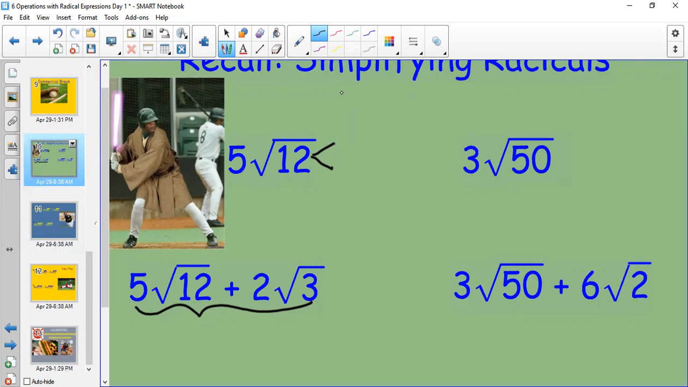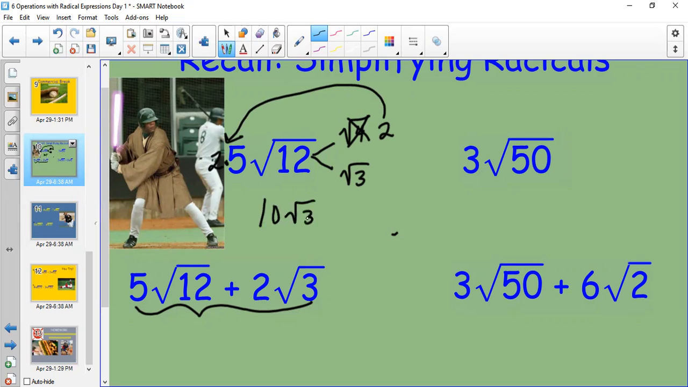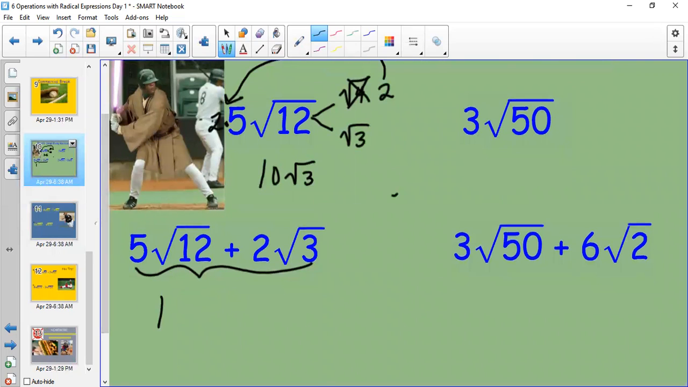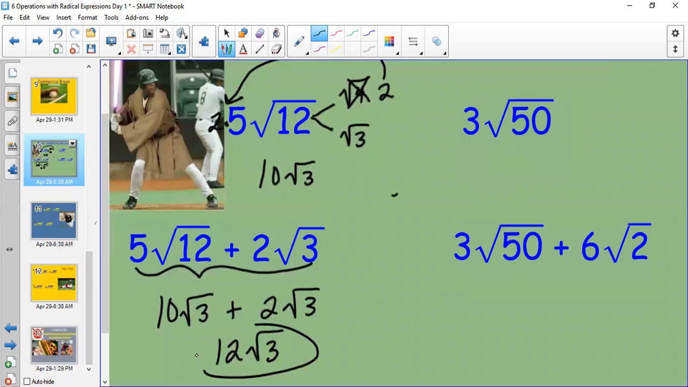Okay, so I can break up square root of 12 into the square root of 4 times the square root of 3. And the square root of 4 is 2, which would come out front with my 5, and we'd multiply it, so that would be 10 square root 3. So this problem is actually 10 square root 3 plus 2 square root 3, which gives us a total of 12 square root 3 for our final answer.